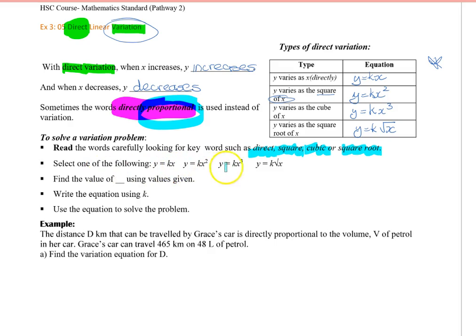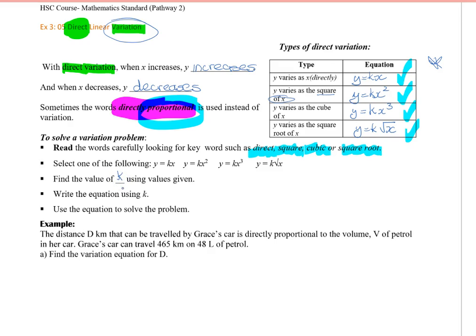You will select one of these, the y equals kx, or the y equals kx squared, or this one, or this one. How will you know which one of those to begin your answer with? It will depend on the words in the question. And you can see that it's not a very helpful equation as yet. y equals, for example, k times the square root of x. We need to find this value of k, so we must find the value of k.